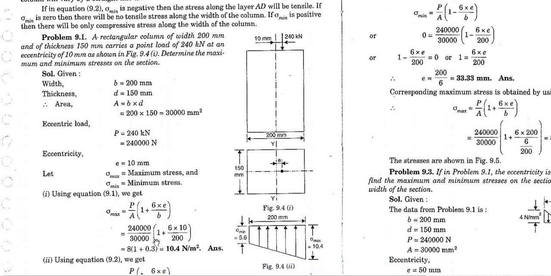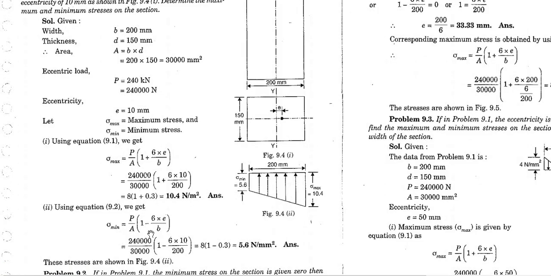So this is our what? Maximum or minimum? This is our maximum because this is our positive sign, and the minimum will be the same formula approach, with a negative sign. So this will be our 5.6 Newton per millimeter square. If you calculate the total stress, it is basically 10.4 plus 5.6, which is 16 Newton per millimeter square. This is the actual total stress coming onto the column.